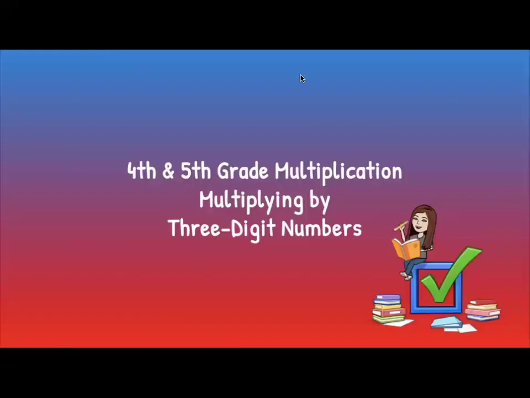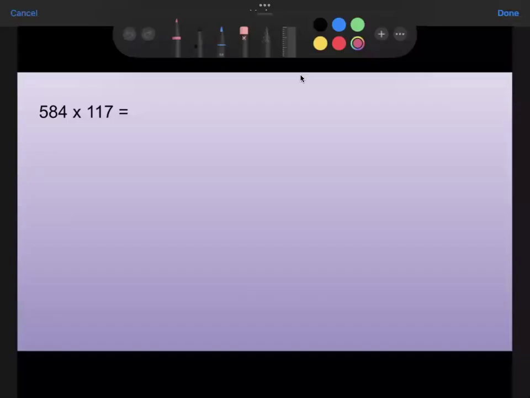Hello and welcome back. This is another fourth and fifth grade multiplication video where our focus is going to be on how to multiply by three-digit numbers. Okay, here is our first one, 584 times 117.